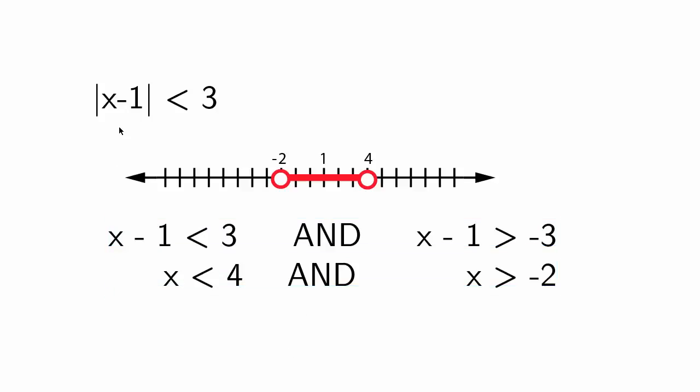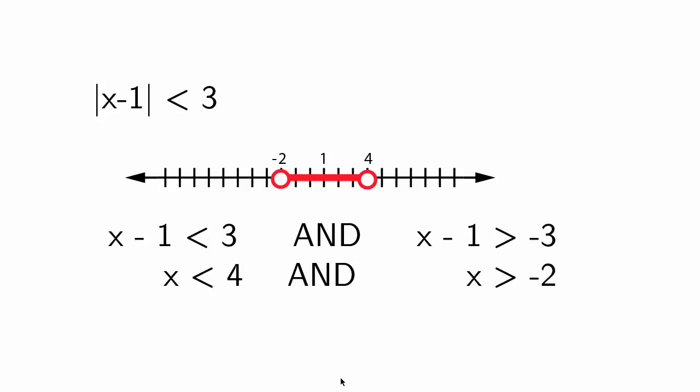So if I drop the absolute value sign, this will become x minus 1 is less than 3 and x minus 1 is greater than -3. So when I drop the absolute values, I keep the original and I switch the inequality and change the sign on the right-hand side.